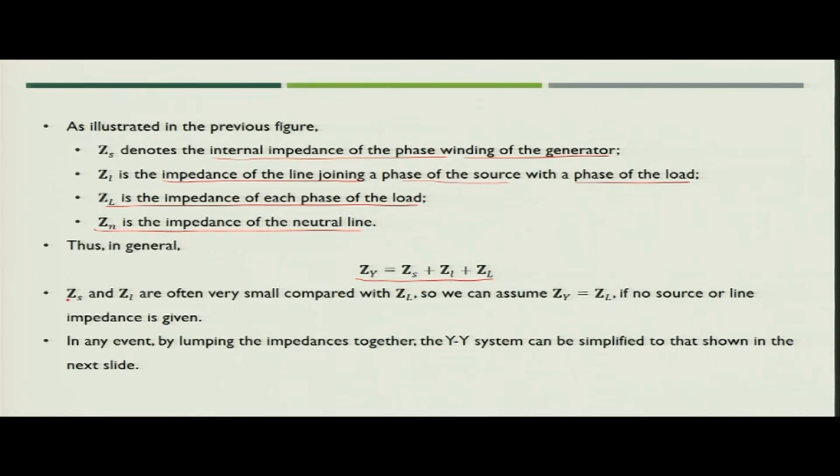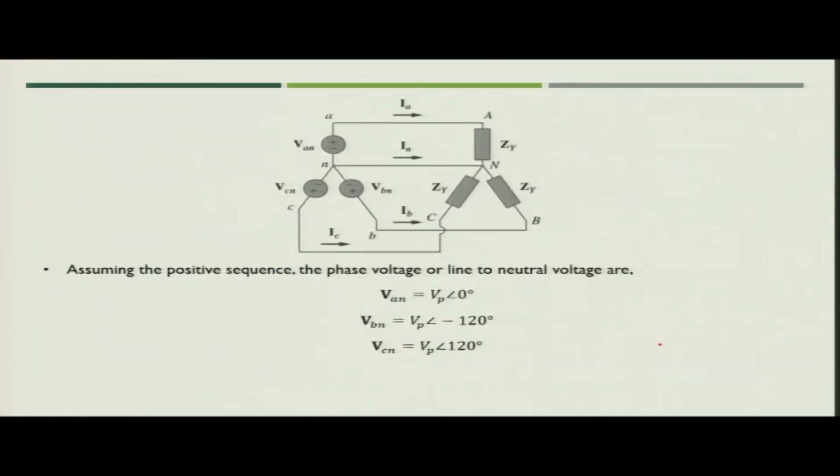Now, in the power system network, the ZS and ZL are often very small as compared to capital ZL. So, we can assume ZY is almost equal to ZL even if no source or line impedance is given in the question. In any event, by lumping the impedance together, the YY system can be simplified to the circuit which we have shown in the next slide.